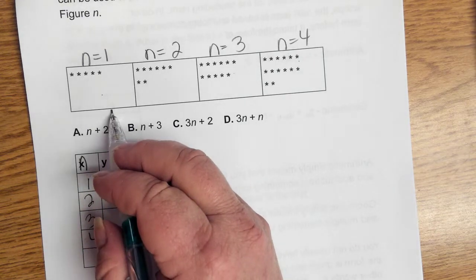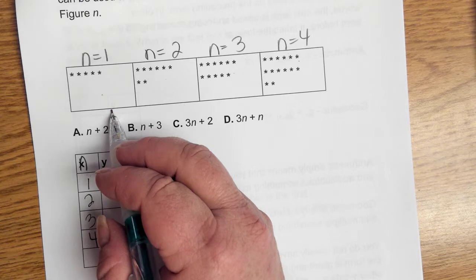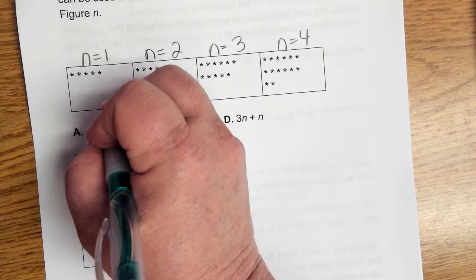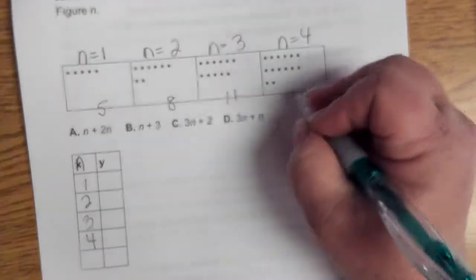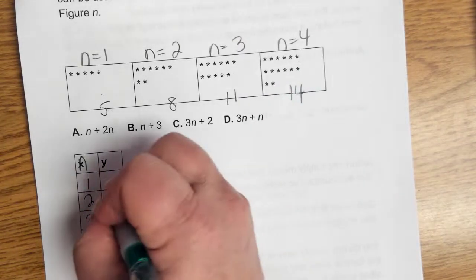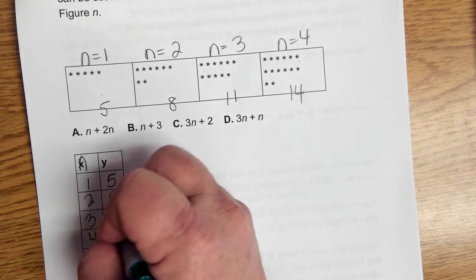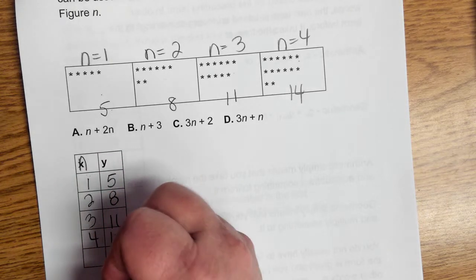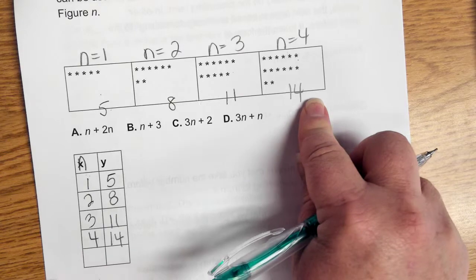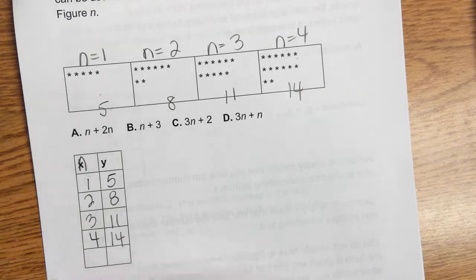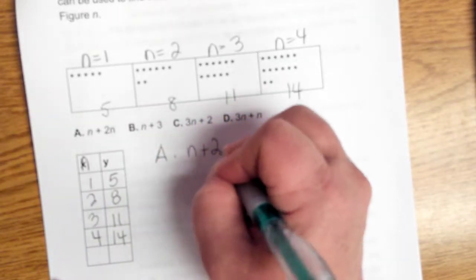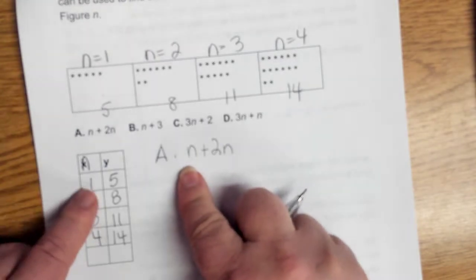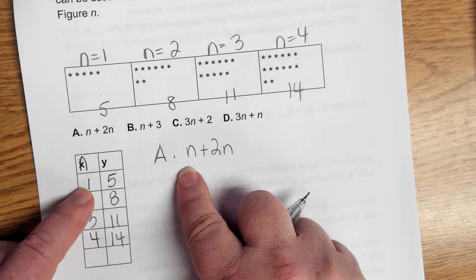Then I need to count how many are in each picture. So I've got 5 here, I've got 8 here, 11 here, 14 here. I'm going to put those in my table just because that is the way that is suggested you do it. Now I'm going to try my different choices and see if I can get one to match. So if I look at A, I have n plus 2n. So I'm going to substitute my x value and see if I get a y.